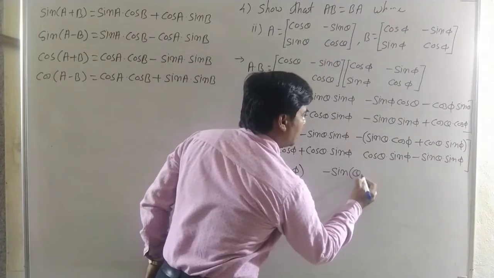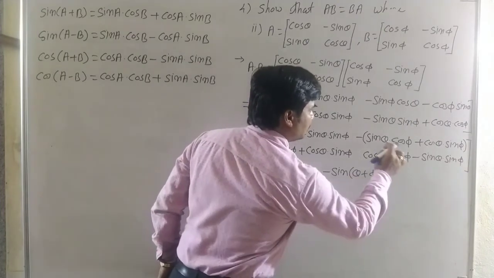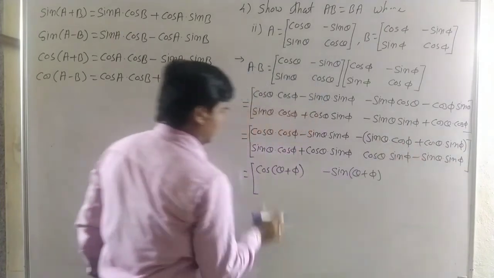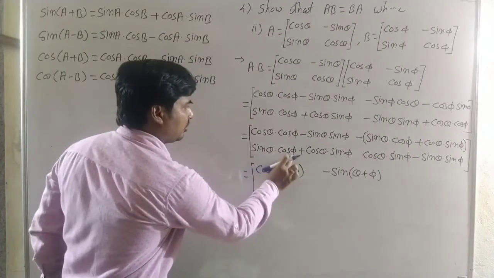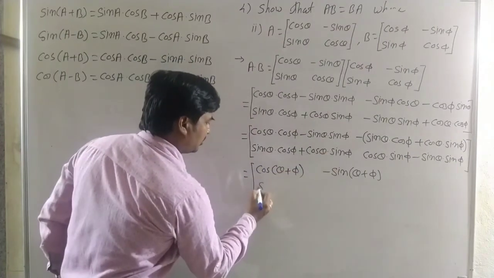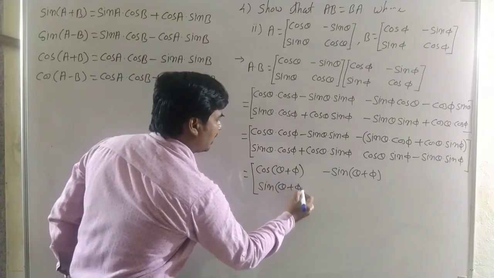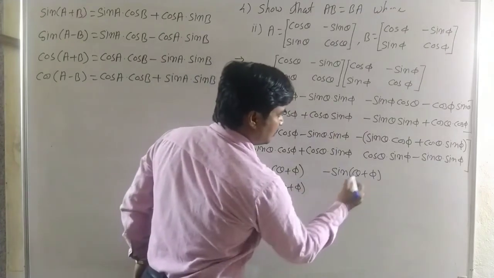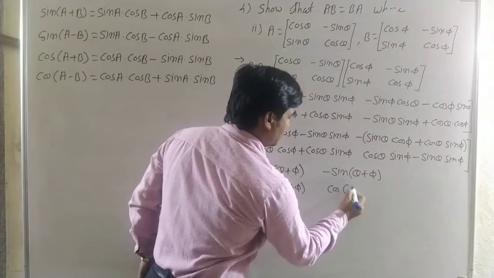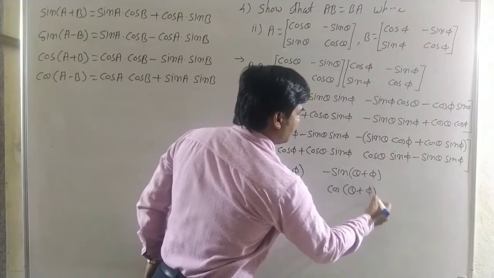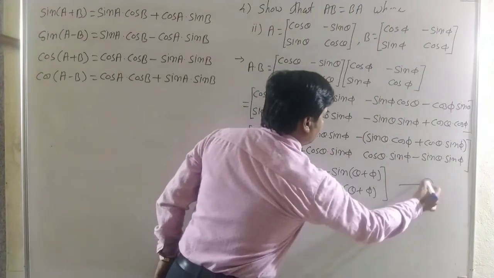साईन थिटा प्लस फाय, थिटा प्लस फाय. देन आता पुन्हा इथं साईनचा फॉर्म्युला साईन ए कॉस बी, कॉस ए साईन बी, इथं फॉर्म्युला येईल साईन थिटा प्लस फाय, आणि पुन्हा इकडं कॉस थिटा प्लस फाय. ओके, आणि हा झाला मॅट्रिक्स 1.